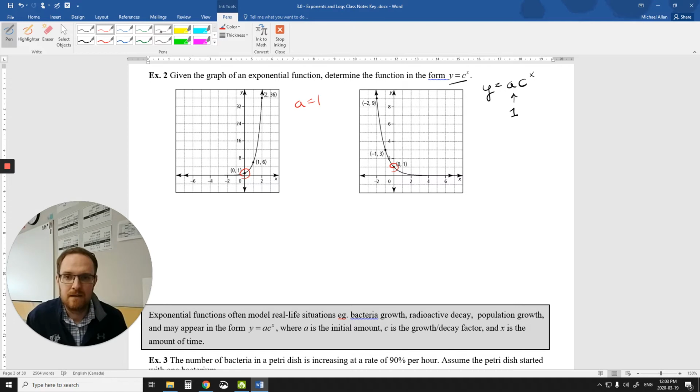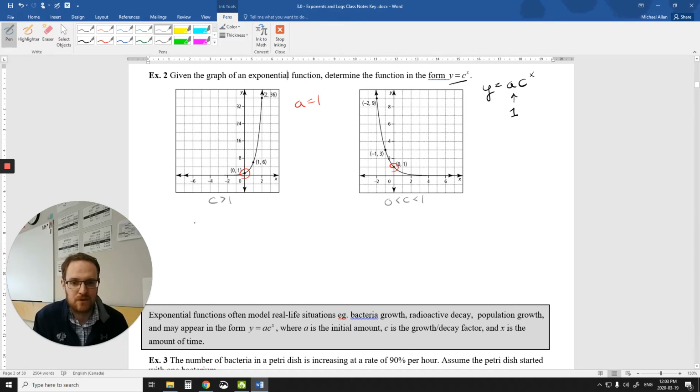So if I want to know what it is, you usually just look at the first point at 1, and you can see it's 1, 6, and over here is a negative 1, 3. But this is an increasing graph. So what I know about this increasing graph is that the C value we're looking for has to be greater than 1. And this one's decreasing, so it's got to be between 0 and 1.